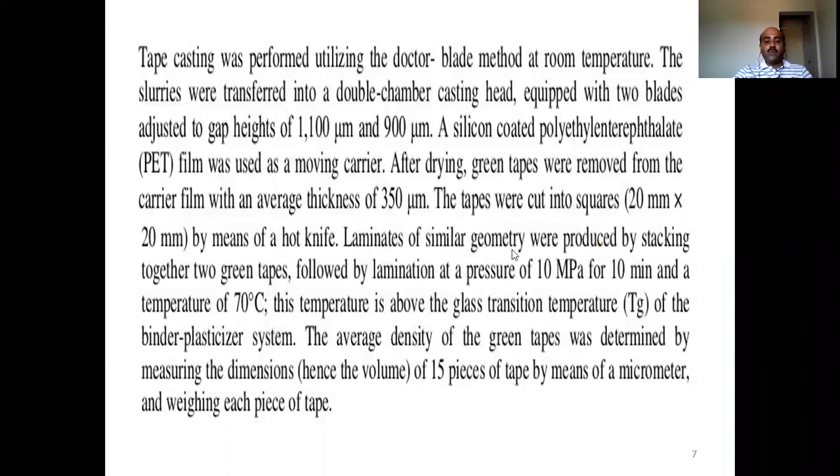Laminates of similar geometry are produced by stacking together two green tapes. Generally, we follow 10 megapascal pressure for 10 minutes at a temperature of 70 degrees centigrade. This temperature is above the glass transition temperature of the plasticizer system. So the average density of the green tapes was determined by measuring the dimensions of 15 pieces of tape by means of a micrometer and weighing each of the tapes.